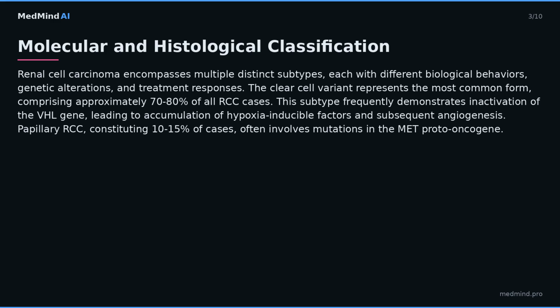Papillary RCC, constituting 10 to 15% of cases, often involves mutations in the MET proto-oncogene. Chromophobe RCC, accounting for 5% of RCC diagnoses, generally carries a more favorable prognosis. Other less common variants include multilocular cystic RCC, collecting duct carcinoma, and renal medullary carcinoma. Recognition of histological subtype carries prognostic significance and increasingly influences treatment selection.